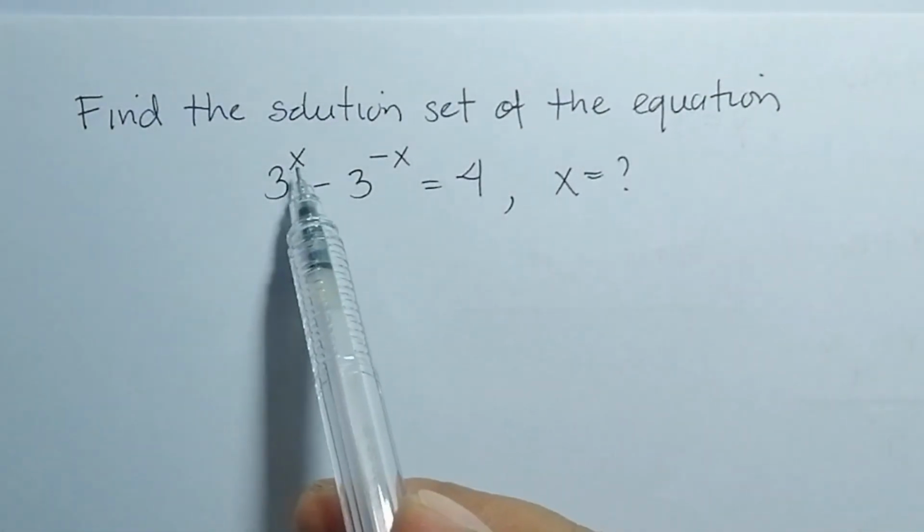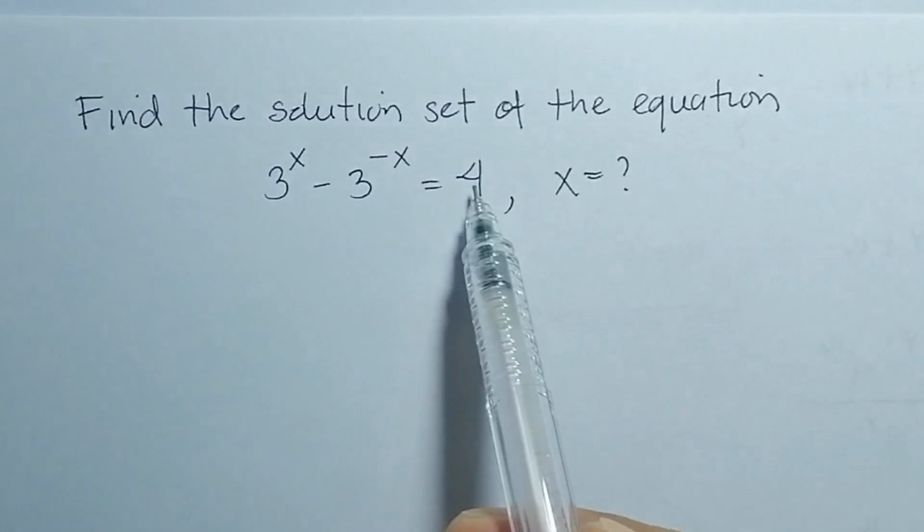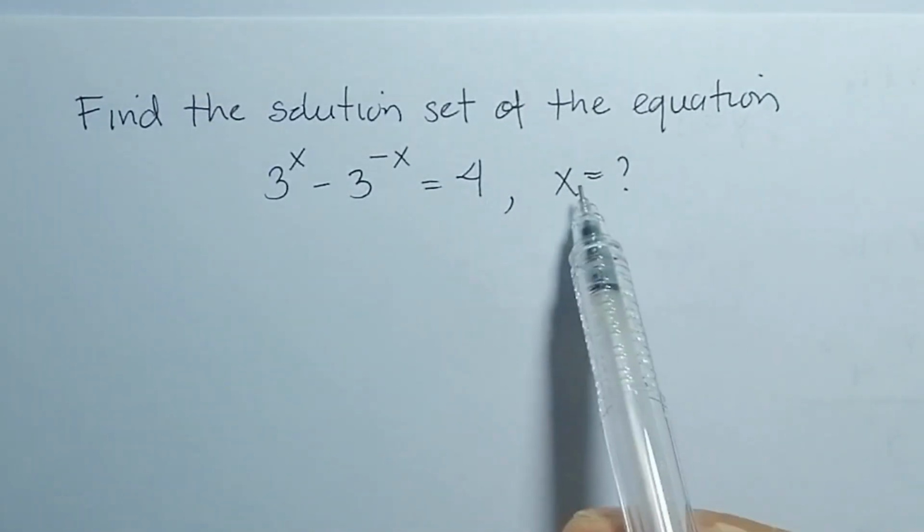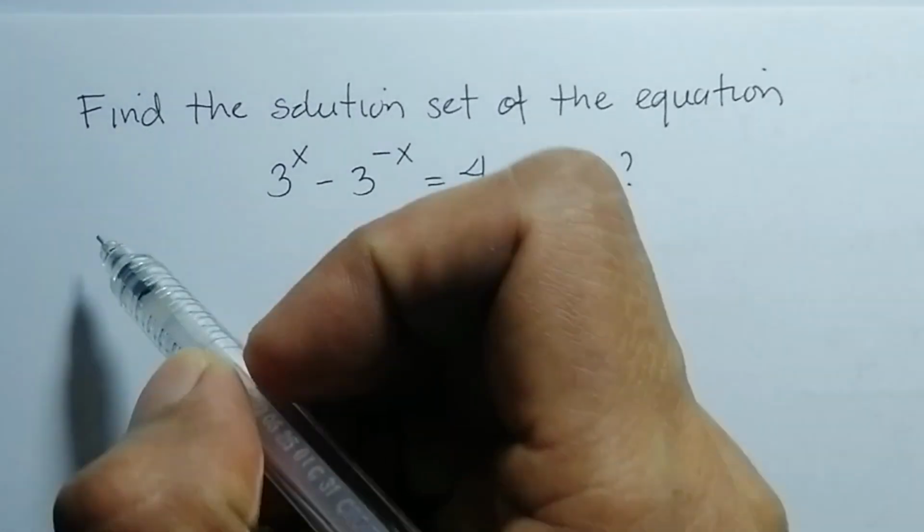Here is the problem to be solved. Find the solution set of the equation 3 to the power of x minus 3 to the power of negative x equals 4. What is the value of x?